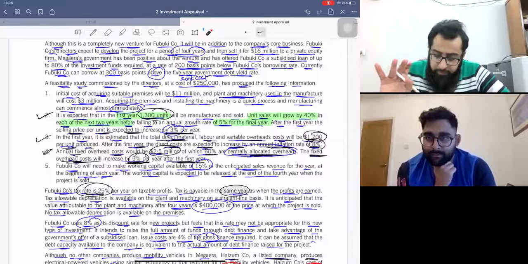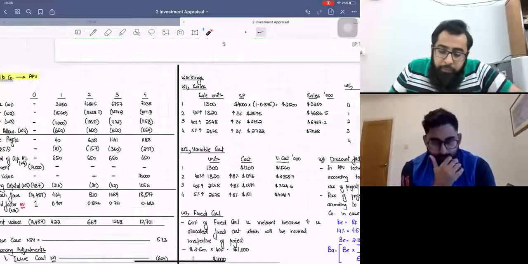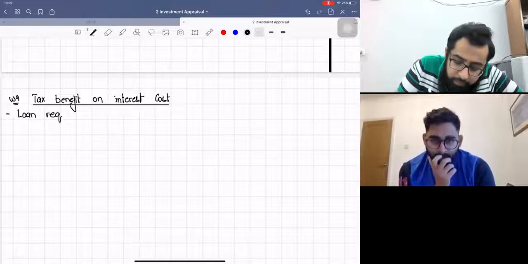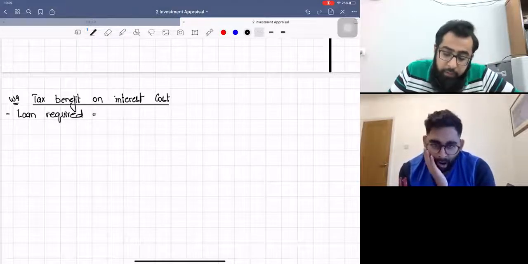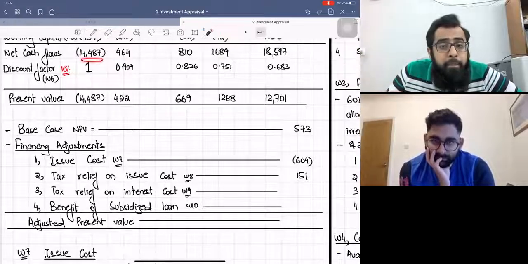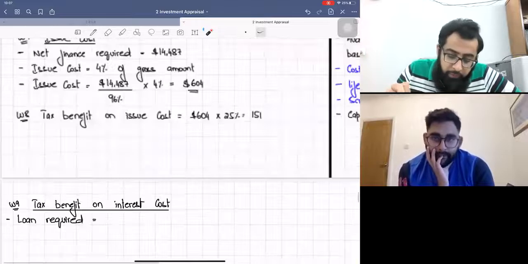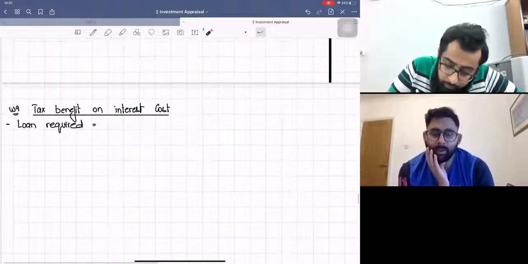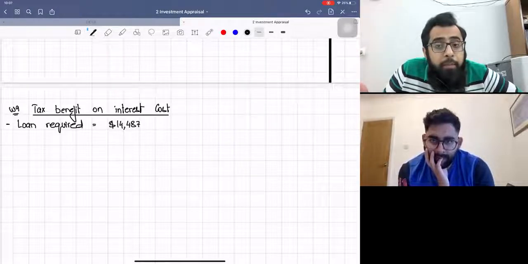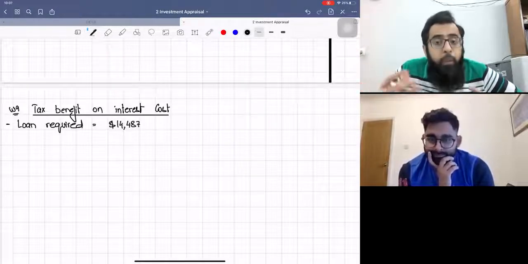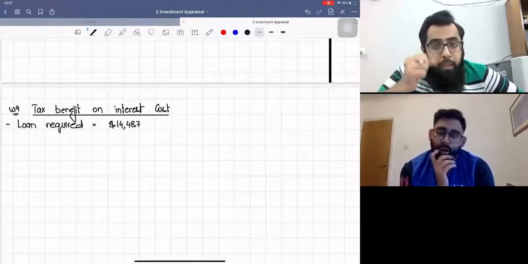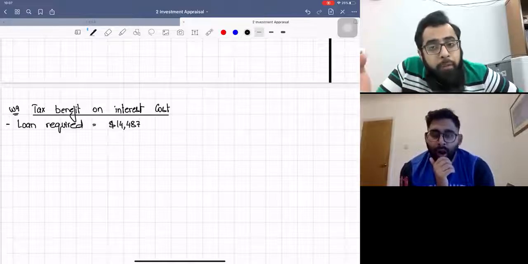Now, how much loan are we taking? Loan required is the amount which we need for the project. What is the amount which we need for the project? That is 14487. Because that is the net amount which we need for the project. 80% of the amount will be taken from the government and 20% will be through normal borrowing.